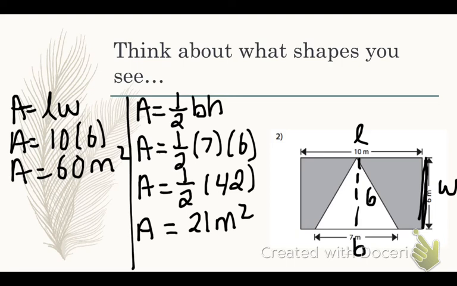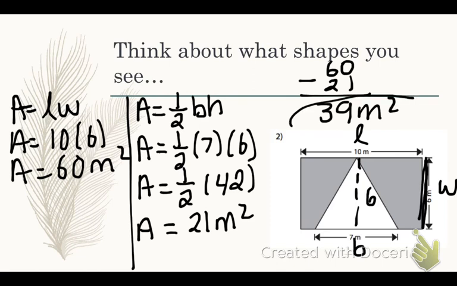So just like before, we have a rectangle and we're taking out that triangle. Therefore, we need to subtract the two numbers. So I need to take 60 minus 21, and I'm going to get 39. So the area of what is shaded is 39 meters squared. Again, I took the area of that rectangle and took out the triangle.